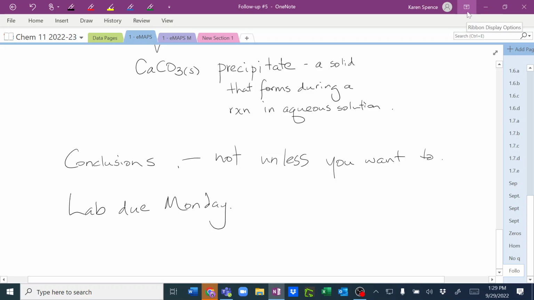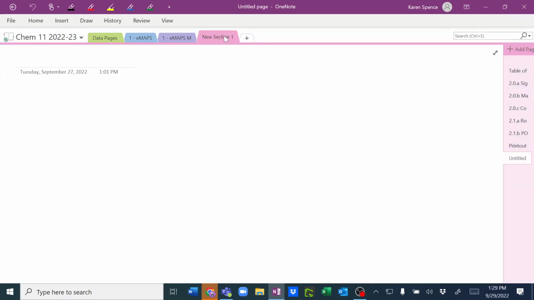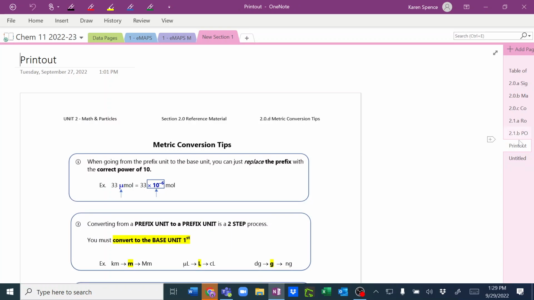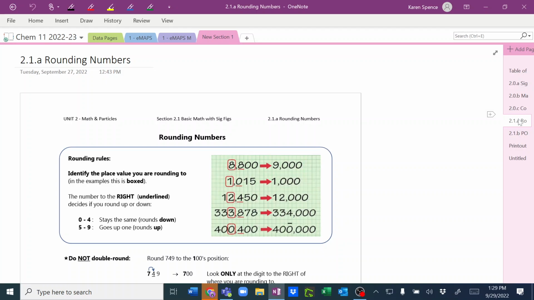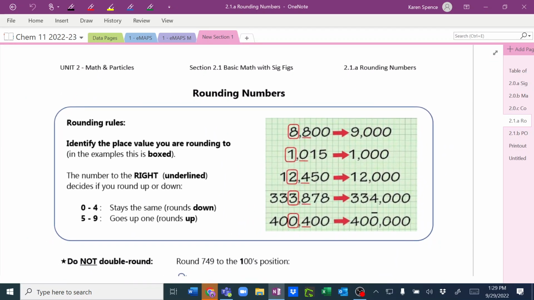So, where are we at? Unit 2. So, you know what? Today we'll do something really simple. Rounding numbers. Okay? Rounding numbers, like easier than you could imagine, and yet people do it wrong, which makes me cry. Okay?